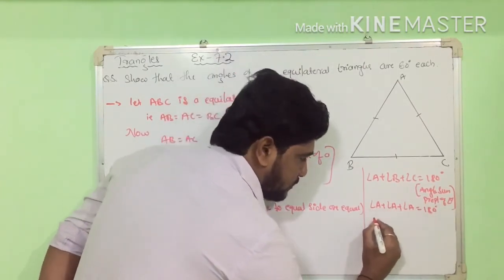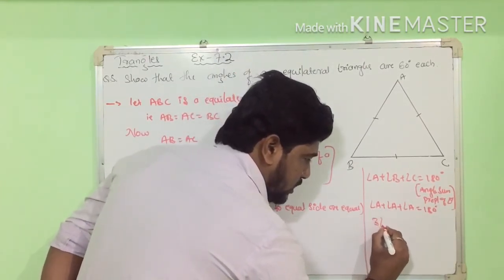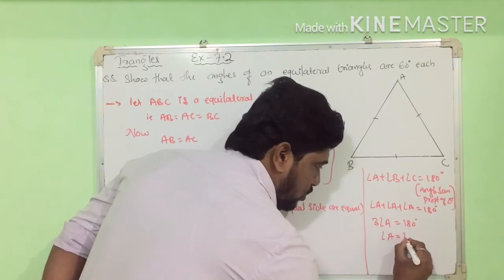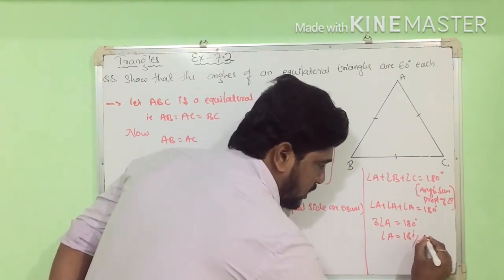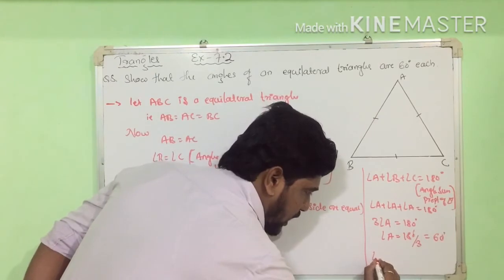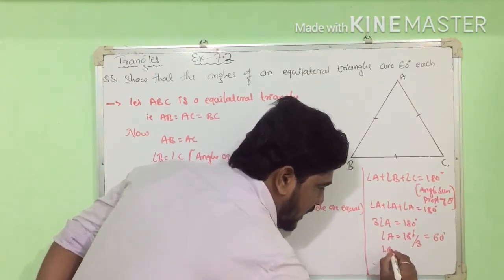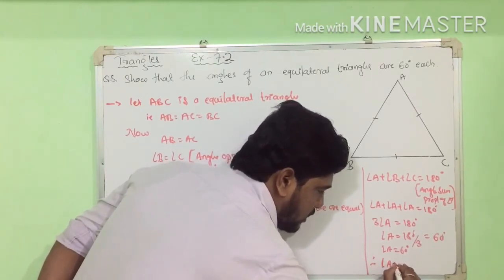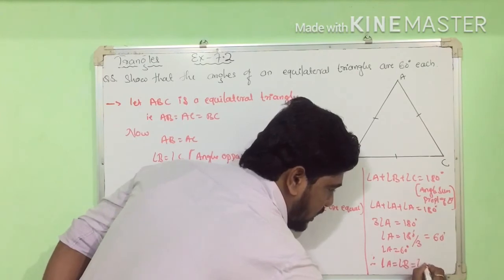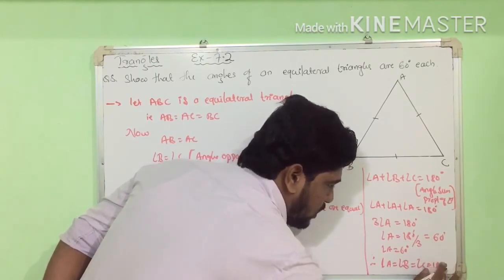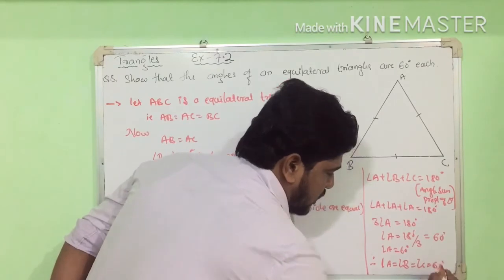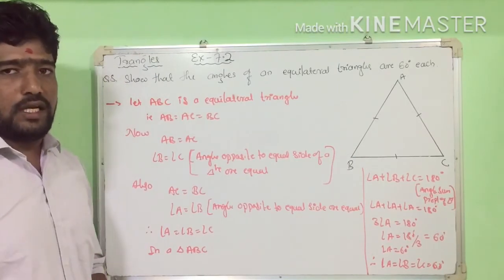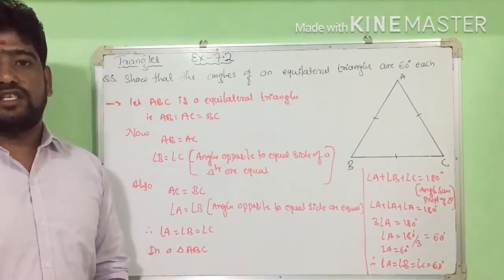So make this sum, it becomes 3A is equal to 180. So angle A is equal to 180 divided by 3. So this becomes 60 degrees. So angle A is equal to 60 degrees. Therefore, angle A is equal to angle B is equal to angle C is equal to 60 degrees. So in an equilateral triangle, each angle is equal to 60 degrees, right? So this is all about your exercise point 2.